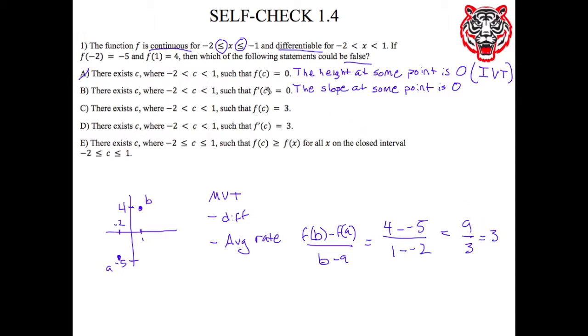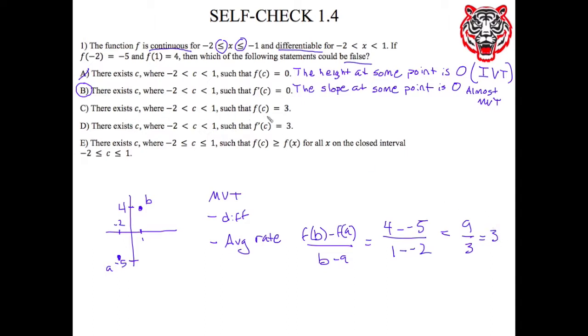Notice here that it says the slope is 0. If this was a 3, this would be guaranteed, but it's not, it's 0. So this actually could be false. It's not guaranteed by the mean value theorem. It would be guaranteed if the slope was 0, but the slope isn't 0, the slope of the average rate is 3.